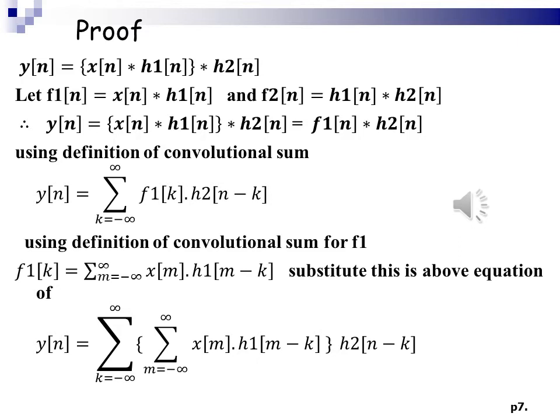Let's replace this function f1k in the above equation, and now what we have in y of n is two summations. So y of n is equal to the outer summation k goes from minus infinity to infinity, inner summation m goes from minus infinity to infinity x of m into h1 of k minus m, the summation is completed, multiplied by h2 of n minus k. So here we substituted the definition of convolution for f1k. Now the remaining proof we will see in the next slide.